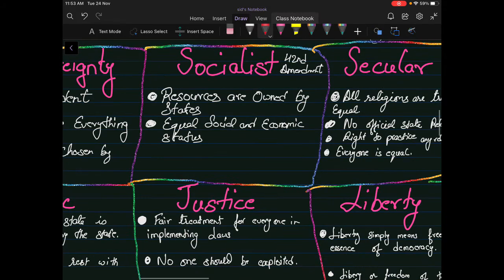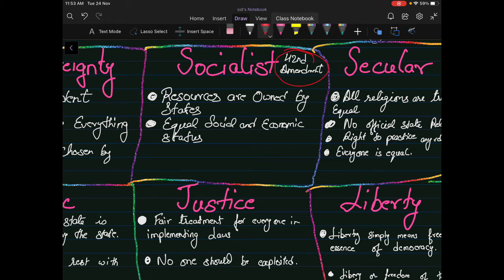Let us move on to the second principle, that is socialist. So this has been added and amended in the 42nd Amendment Act. So what this feeling expresses is, all the resources are owned by the state. In a socialist country, all the resources are owned by the state. That means many resources are in the control of the government.